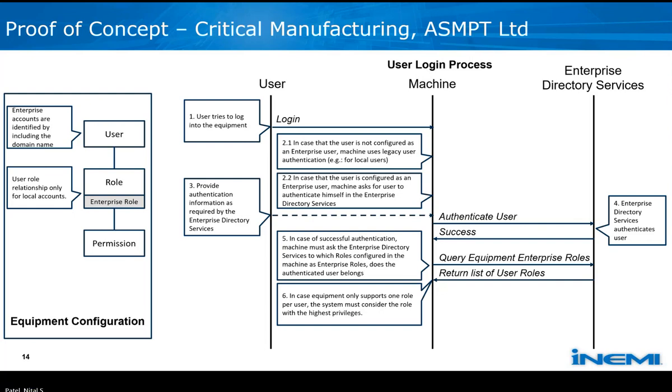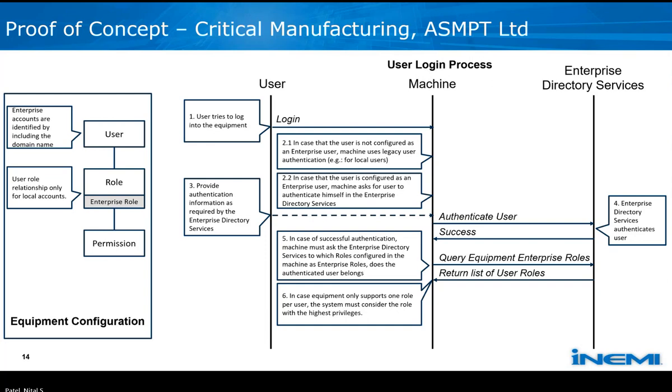Typically username and password, but could be a token or another type of biometric authentication. And the user needs to provide the necessary authentication information. In case the authentication is successful, the equipment needs to query enterprise services to find which enterprise roles the user belongs to.